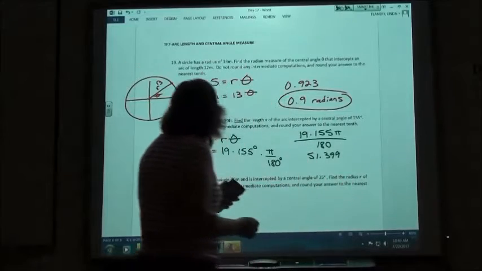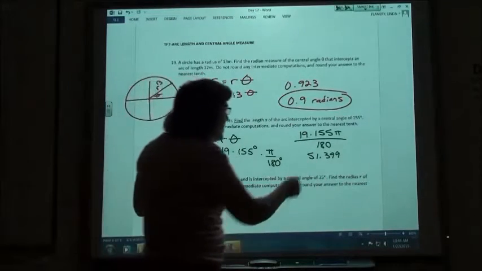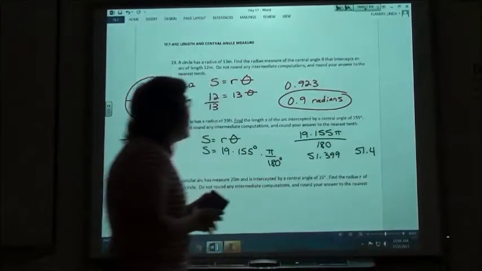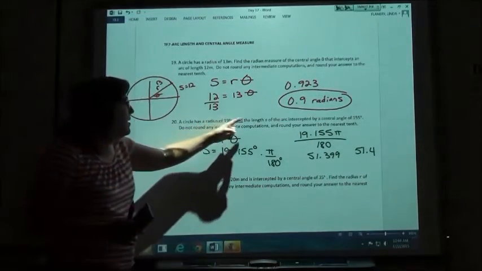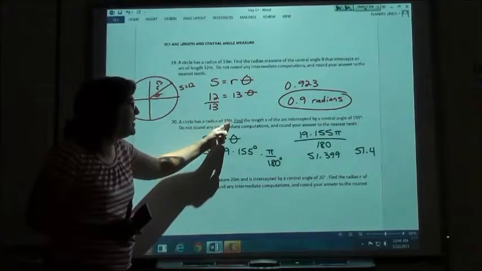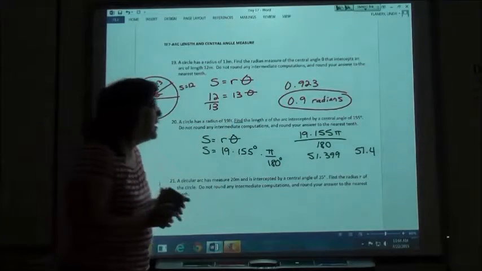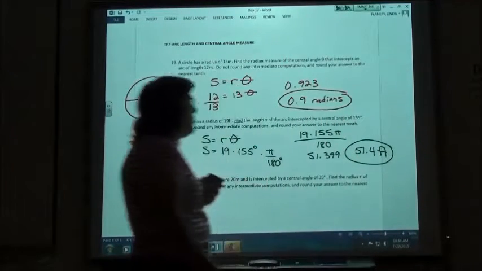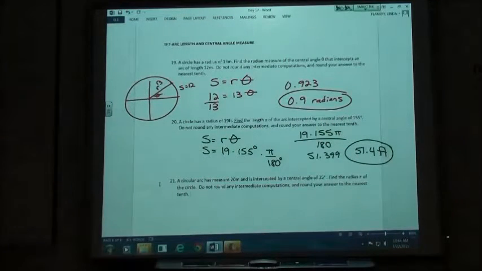And so I get 51.399 with a whole bunch of nines. I'm rounding to the nearest tenth, so 51.4. And I am finding the arc length, which is going to be in the same units as my radius. So that's going to be in feet. So 51.4 feet would be my answer.